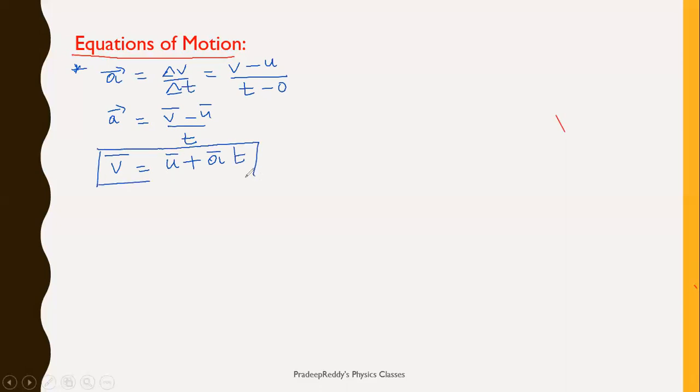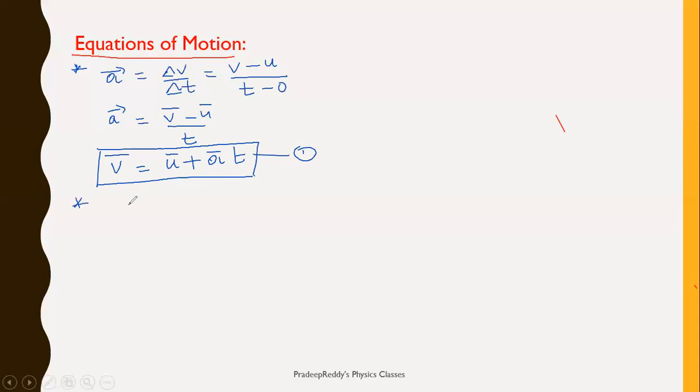This equation is the equation which gives you the relation between final velocity and initial velocity. If you know acceleration, time taken and initial velocity, you can calculate the final velocity of the body. And this equation is the first equation of motion.